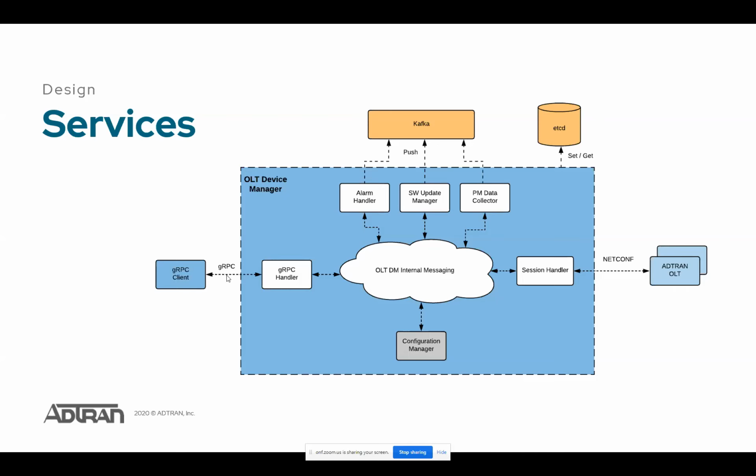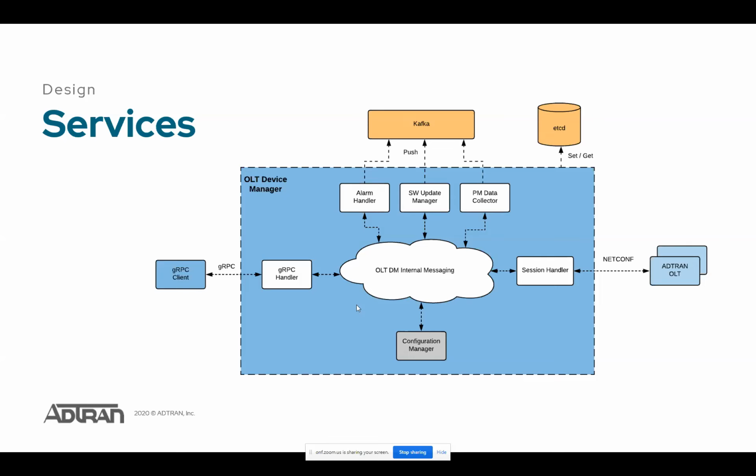On the left-hand side, there's something we call an RPC handler, a gRPC handler. This is the one which is actually receiving the commands and is implementing the device management interface. We have something called a gRPC client. This is not something fancy, but this is what we are using for manually testing the OLT device manager. And this is also what I will be later using for demonstrating how it can be used.